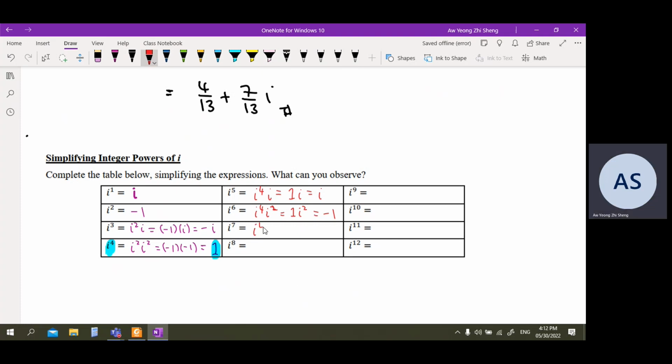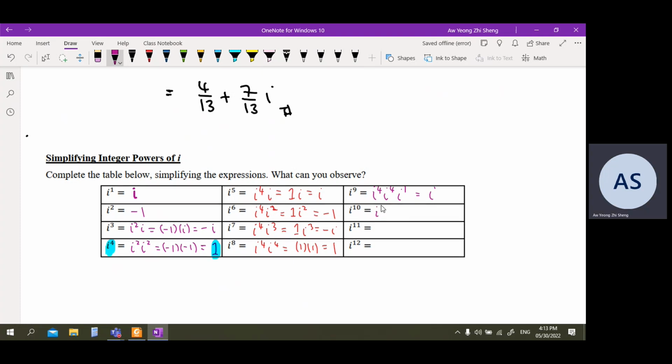i power 7 is just i power 4 times i power 3, that is 1 times i power 3, and i power 3, I know, is -i from the column on the left. i power 8 is i power 4 times i power 4, which is 1 times 1, just 1. Now let's look at column 3, i power 9 until i power 12. For i power 9, I can extract out i power 4, i power 4, and i power 1. Both i power 4 become 1, so it's just i.